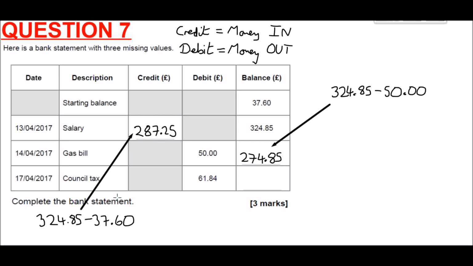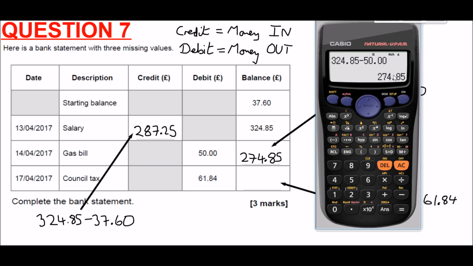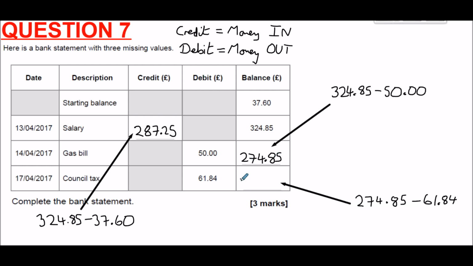Finally, another bill goes out. This time it's council tax, and so the balance is going to be reduced by a further £61.84. And so the final balance will be the previous balance of £274.85 subtract £61.84. So if we work this one out, 274.85 minus £61.84, we'd get £213 and a penny. So that question's 3 marks. A mark is awarded for each correct figure in these 3 spaces we need to fill in. So those are the figures we should have arrived at, and that one's now done, question 7.